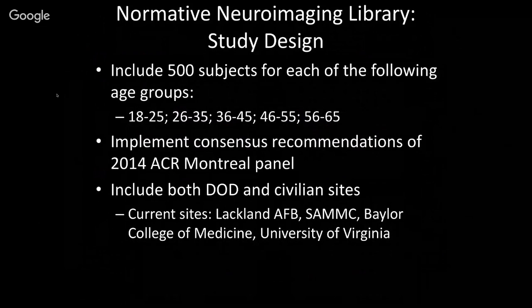The final study design that was arrived upon was basically 500 subjects across age groups that span from 18 to 65. We'll implement the consensus recommendations of the 2014 ACR Montreal panel. And this initial data collection will include military sites at Lackland Air Force Base, San Antonio Military Medical Center, Baylor College of Medicine, and the University of Virginia.